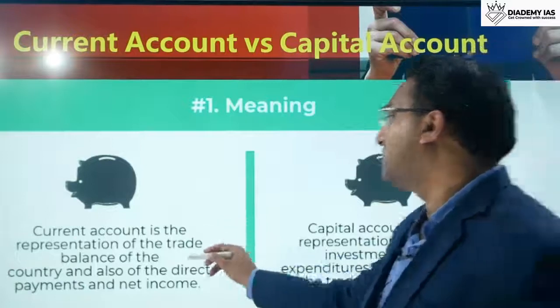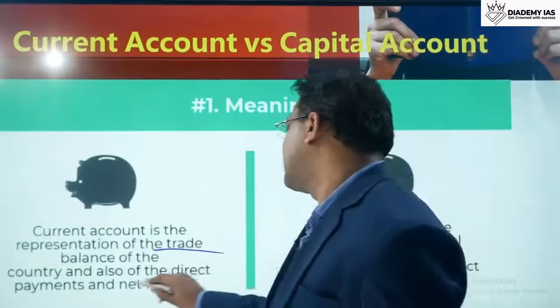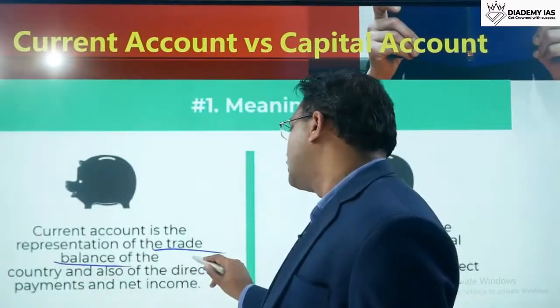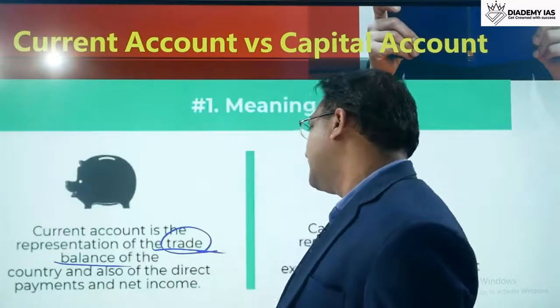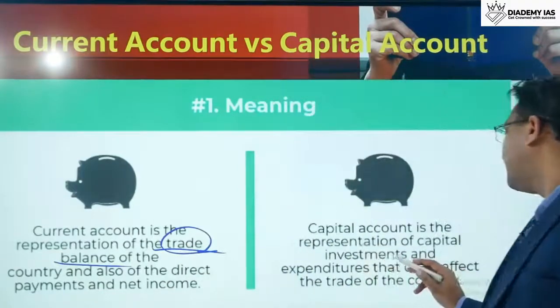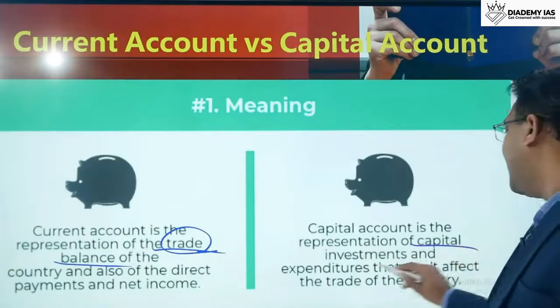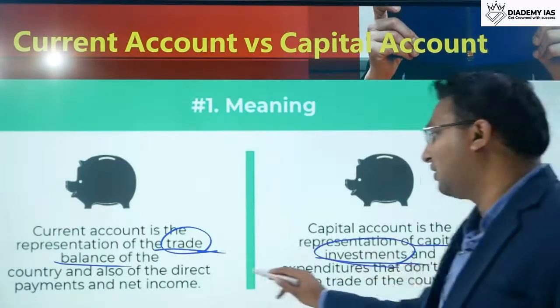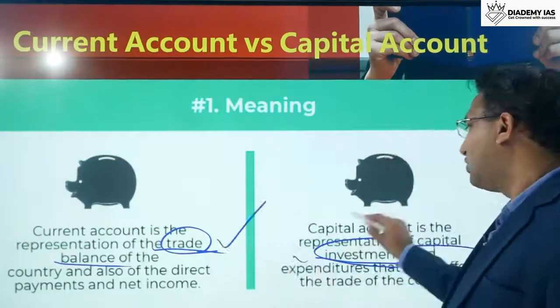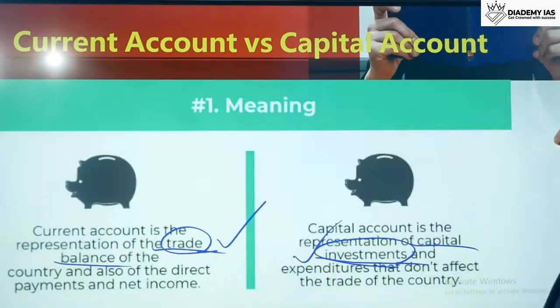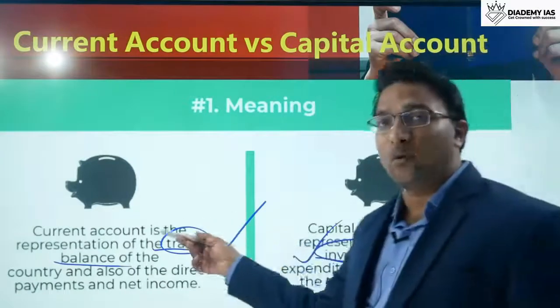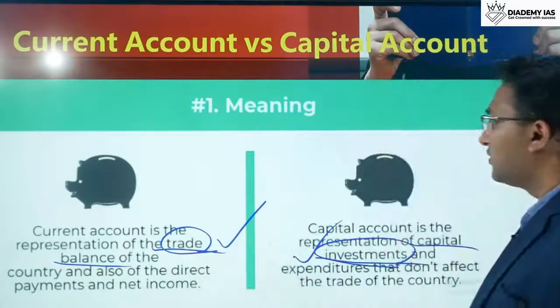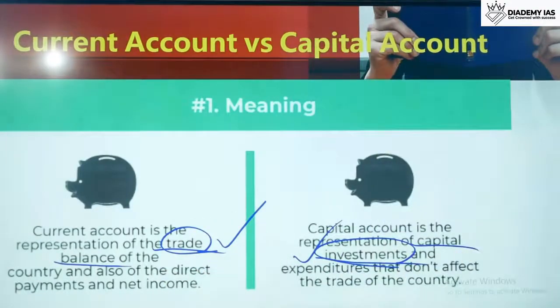So current account is the representation of the trade balance. So this is concerned more about trade, right? Capital account is the representation of capital investment and expenditure. So this is more concerned about the investment part. This is more concerned about the trade part. This is more concerned about the investment part. So this is more concerned about the import and export. This is more concerned about the investment of capital.